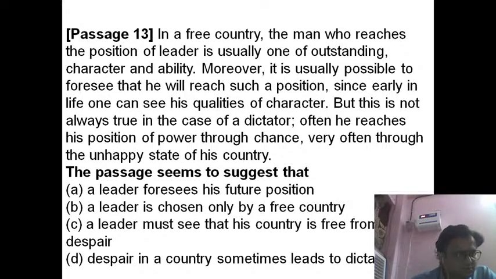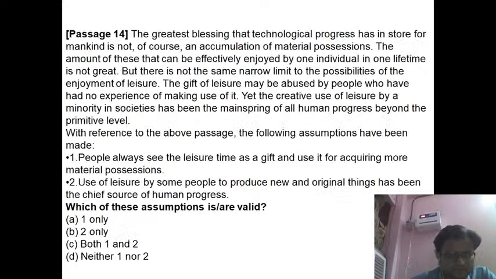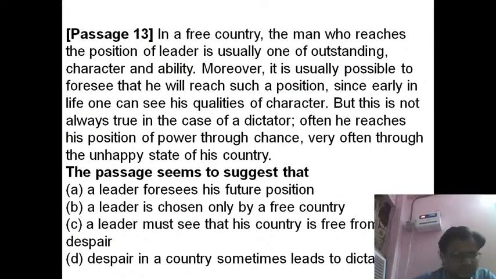So the question here, the passage here is saying something about the position of a leader and the dictator. Now, what the passage seems to suggest to us, what is your answer?